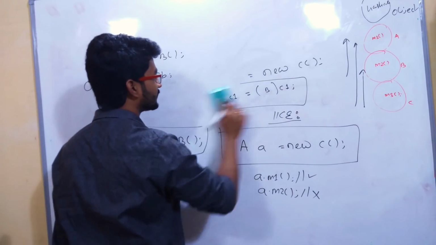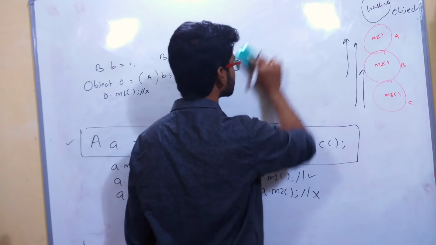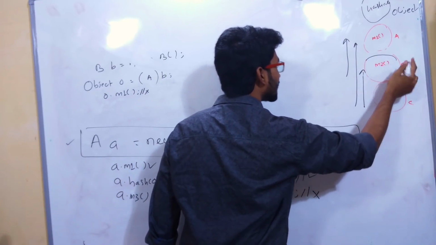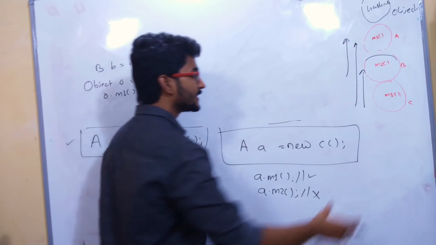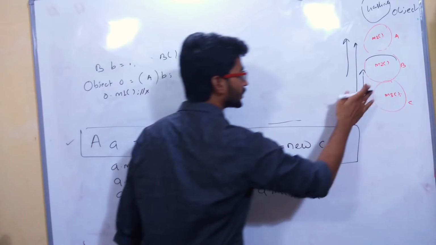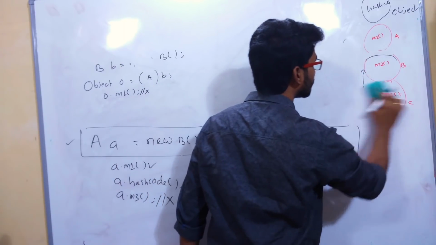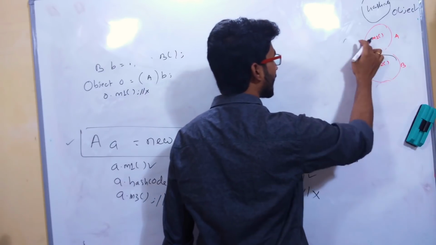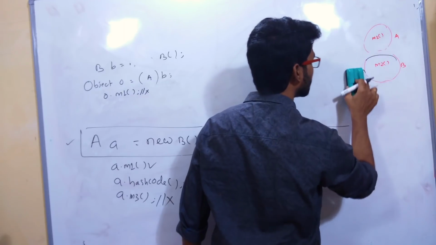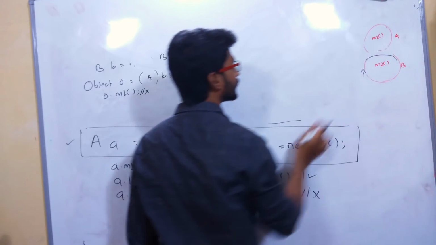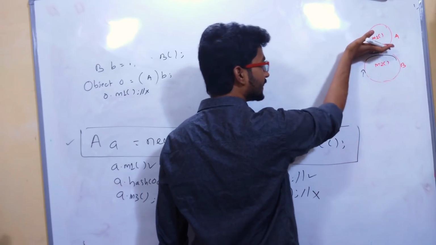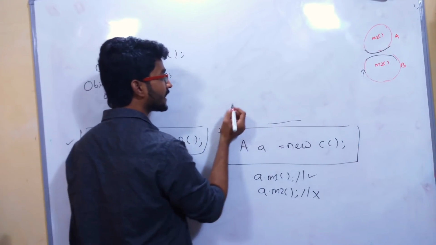Let me tell you that also. Just think, if this B is not extending A, and right now I have only two classes here, A and B. Let me remove everything so that you will not be confused. Right now this is a different class and this is a different class. This class is not extending this class. So can I do this?